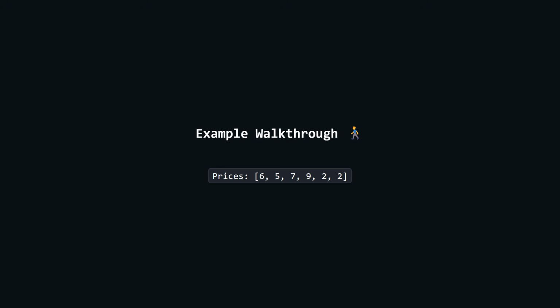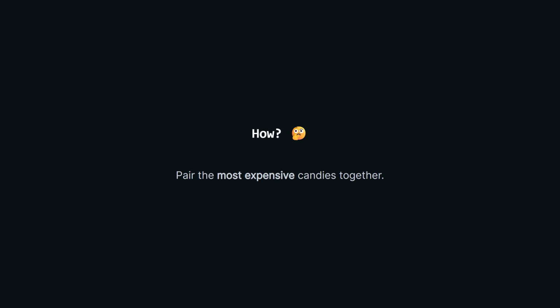Let's look at this list of candy prices as an example. To save the most money, we want to maximize the value of our free candies. We want the shop to cover the biggest costs possible. So how do we do that? We should pair our most expensive candies together. If we buy the 2 priciest ones, it unlocks a high price limit for our free candy.